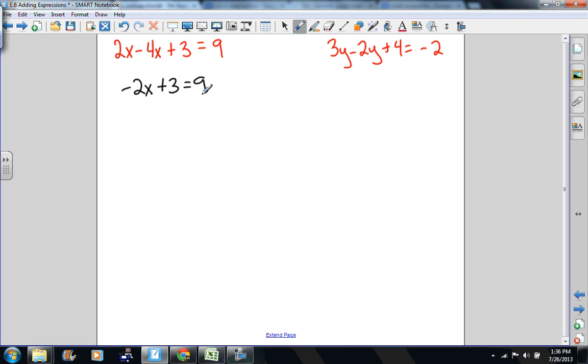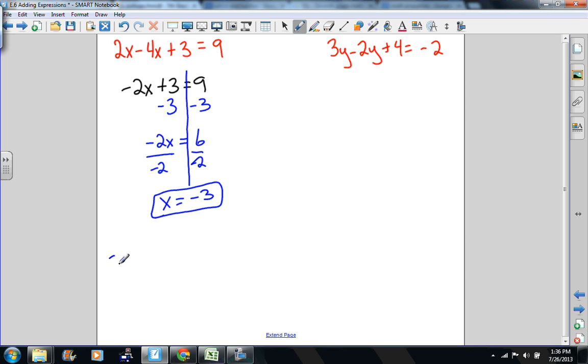Now we're going to solve it just like we have been. We're going to subtract 3 from both sides. So we get negative 2x equals 6. I'm going to divide by negative 2. So we get x equals negative 3. And check my answer. So I go 2 times negative 3 minus 4 times negative 3 plus 3 equals 9.